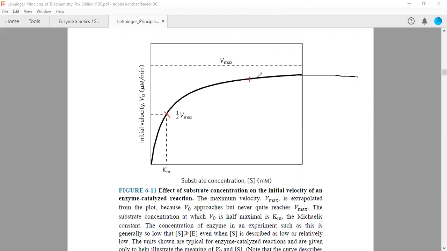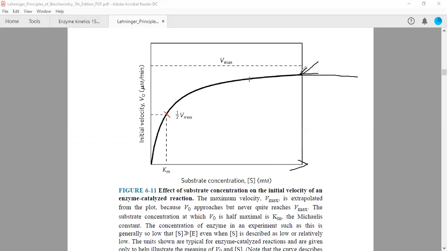This is called the saturation effect. When you are increasing the substrate concentration, and the enzyme is not showing any increase in the rate of reaction, this effect is called the saturation effect.